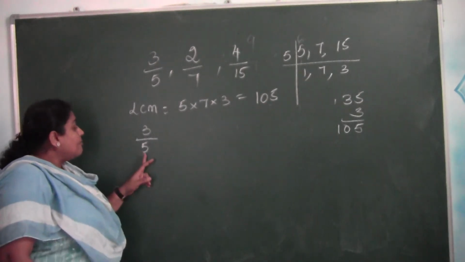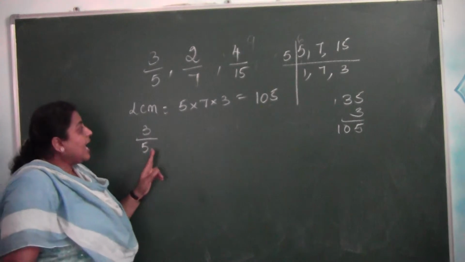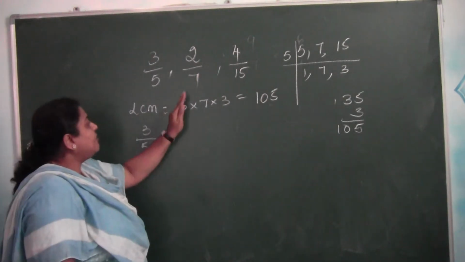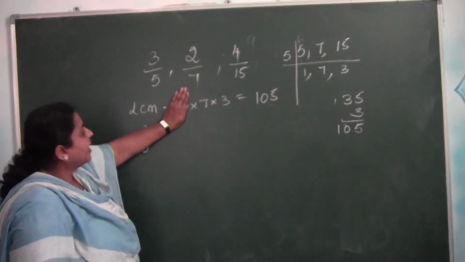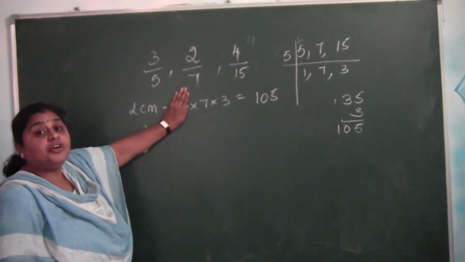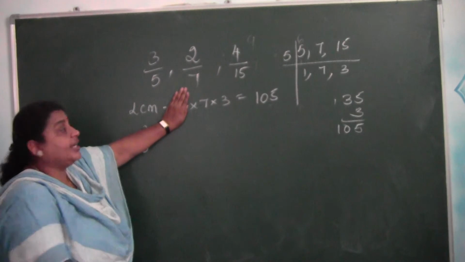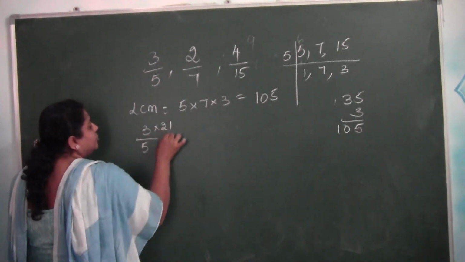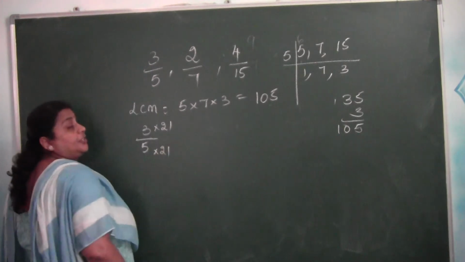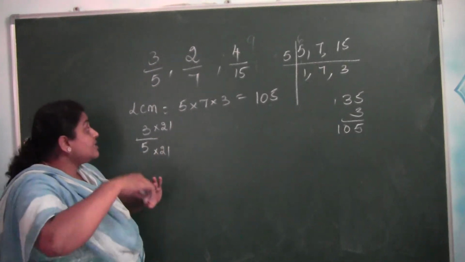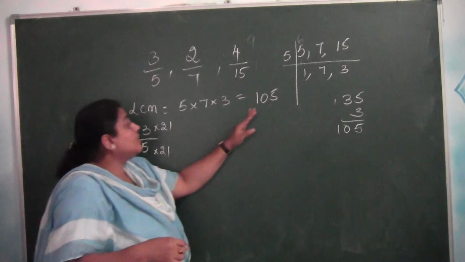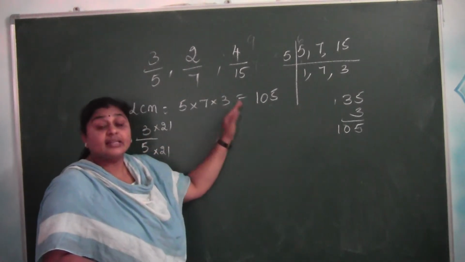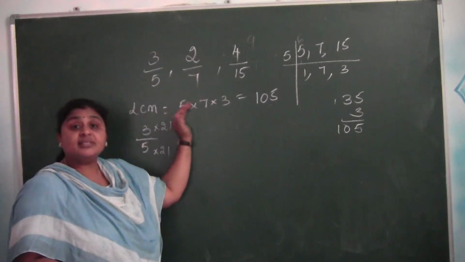Now see children, my denominator is 5 and in the LCM I have 5, 7, 3 as well. Now I will close my denominator 5. Got it? Leftover numbers are 7 and 3. 7 threes are 21. It means multiply by 21. Instead of checking which number you have to multiply to get 105, you can get it from the LCM itself.